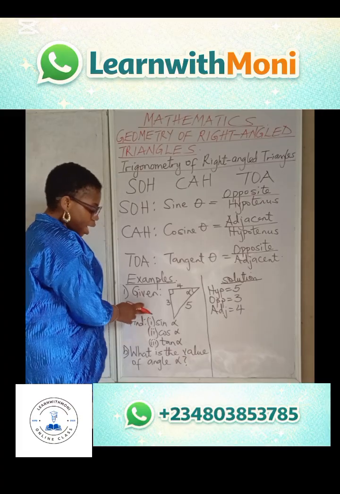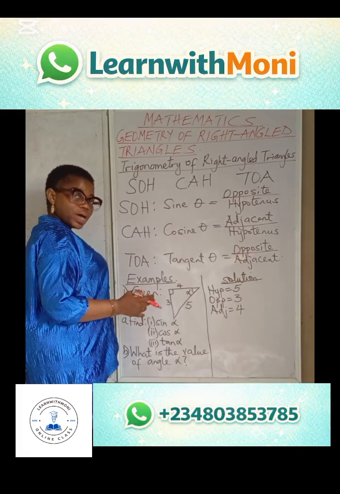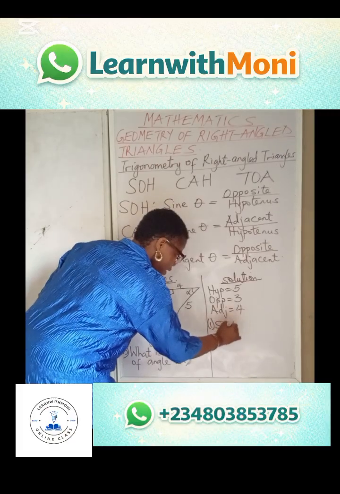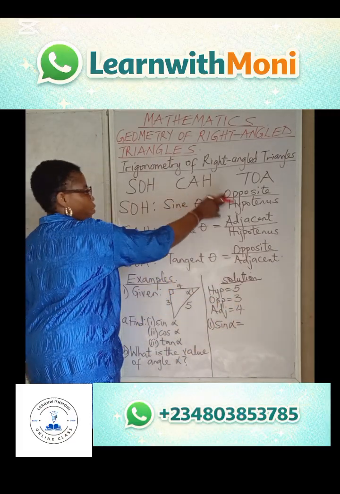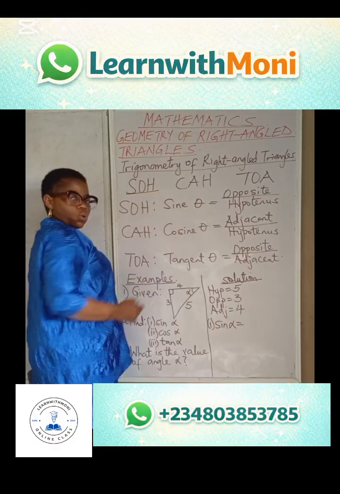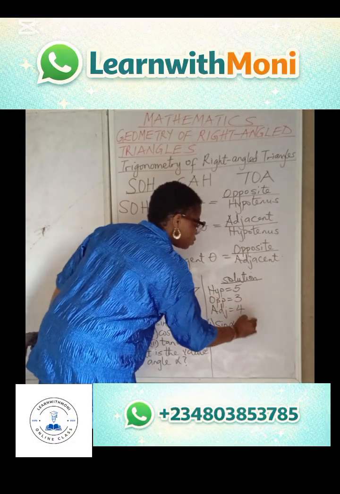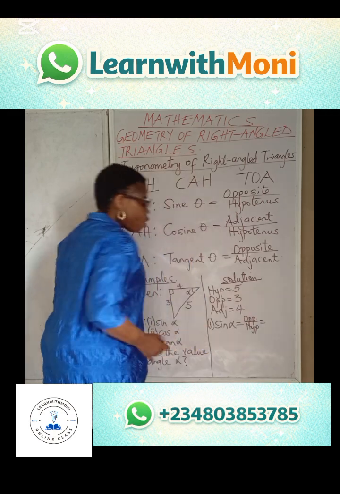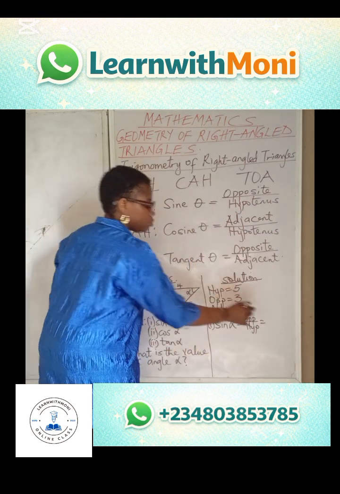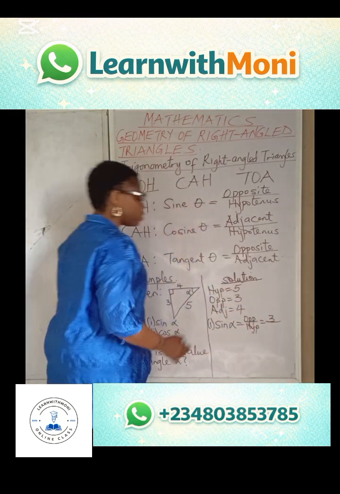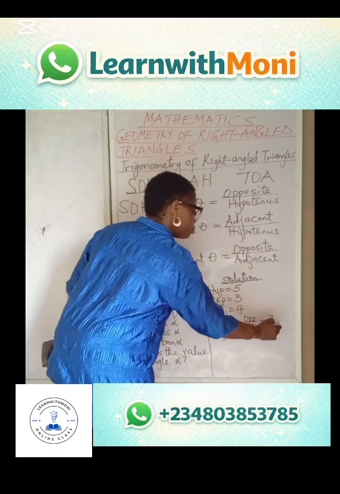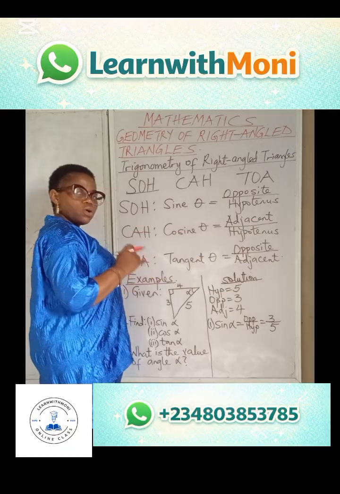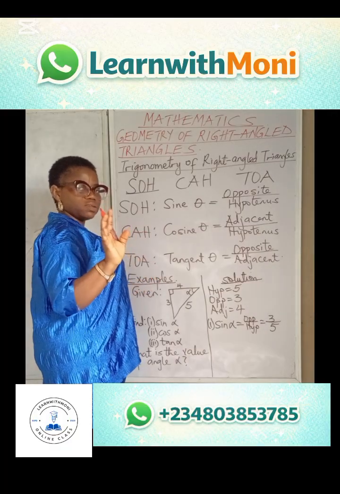So now we are asked to find sine alpha. I know that sine is opposite over hypotenuse. That is SOH. Opposite over hypotenuse. My opposite here is 3 and the hypotenuse is 5. That means sine alpha equals to 3 over 5. That is just it, settled.